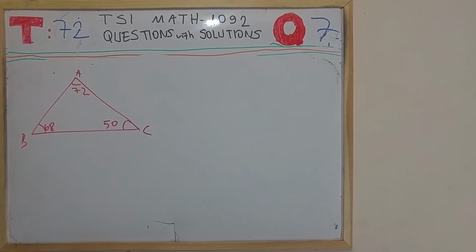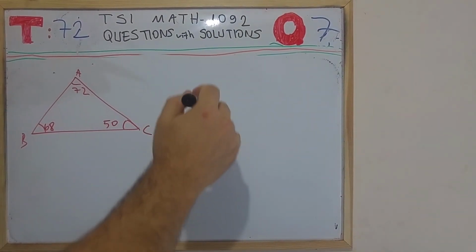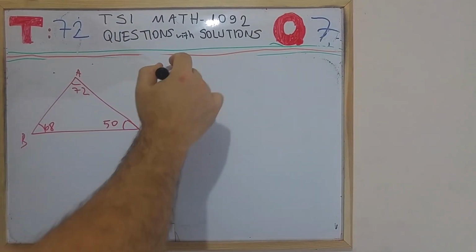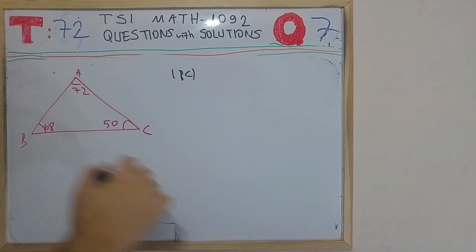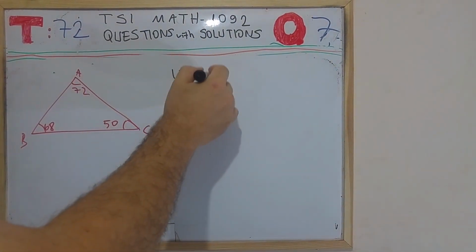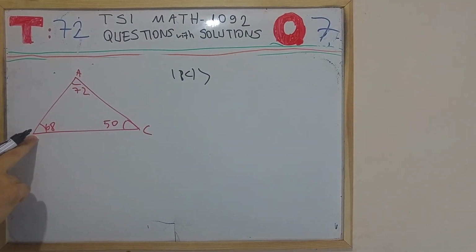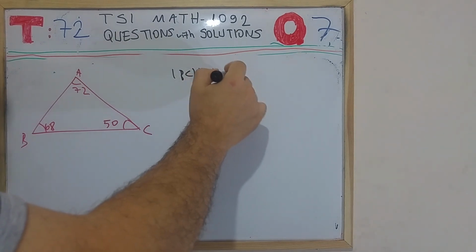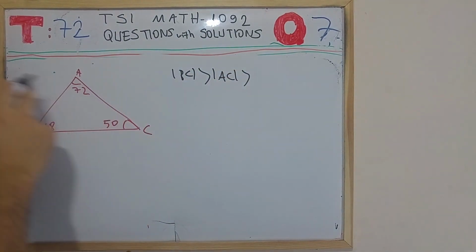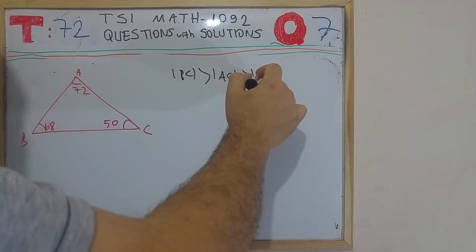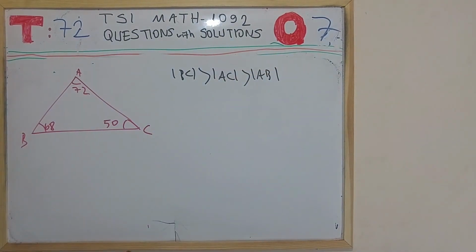In triangles, the side across the greater angle has a greater length. That's why BC has the greatest length here. BC has the greatest length because angle A is the greatest here. This must be greater than, since angle B is greater and is the second one, this must be greater than AC, and finally what we have should be AB.